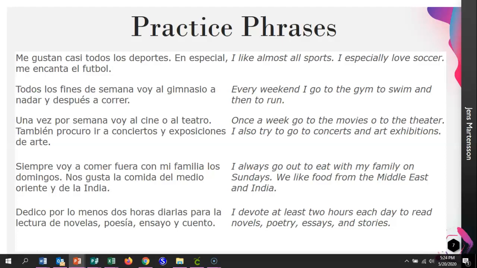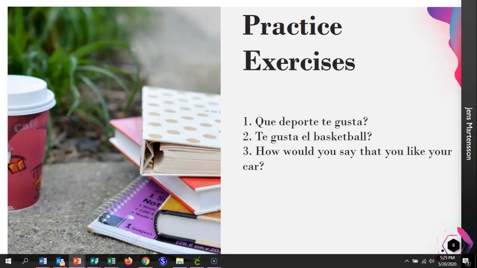Okay, the next one reads, siempre voy a comer fuera con mi familia los domingos. Nos gusta la comida del Medio Oriente y de India. Always go out to eat with my family on Sundays. We like food from the Middle East and India. The last one reads, dedico por lo menos 2 horas diarias para la lectura de novelas, poesía, ensayo y cuento, which translates to I devote at least 2 hours each day to read novels, poetry, essays, and stories. Make sure that you pause this video as needed to try to recognize the form of gustar, gusta, and also the vocabulary words. Okay.